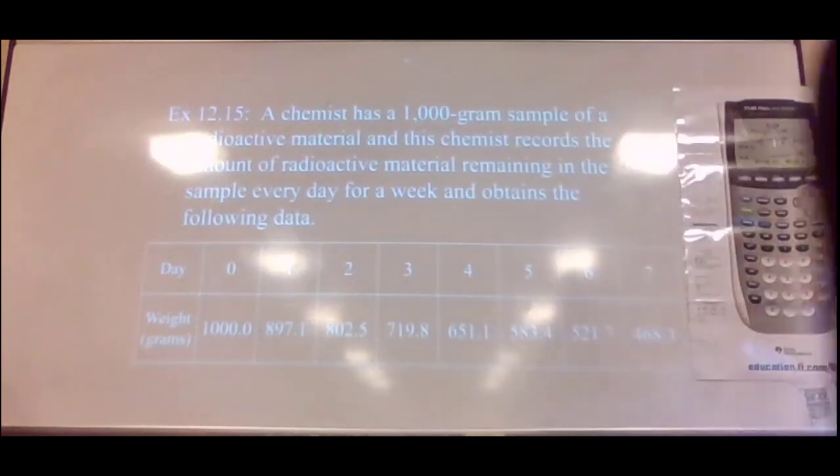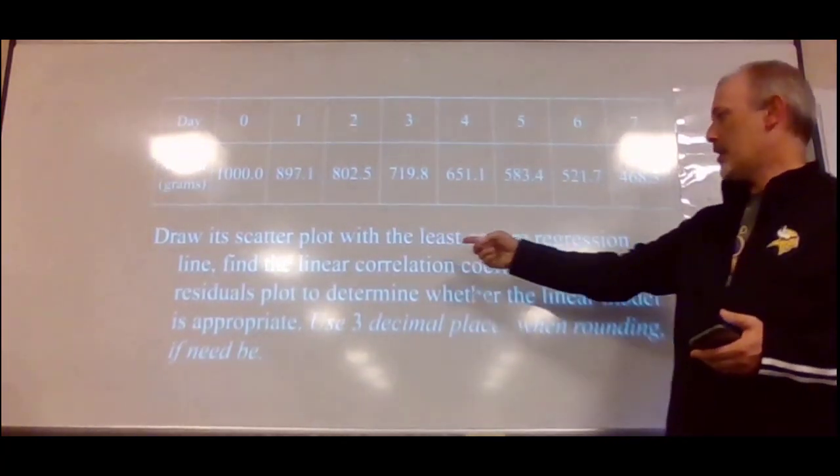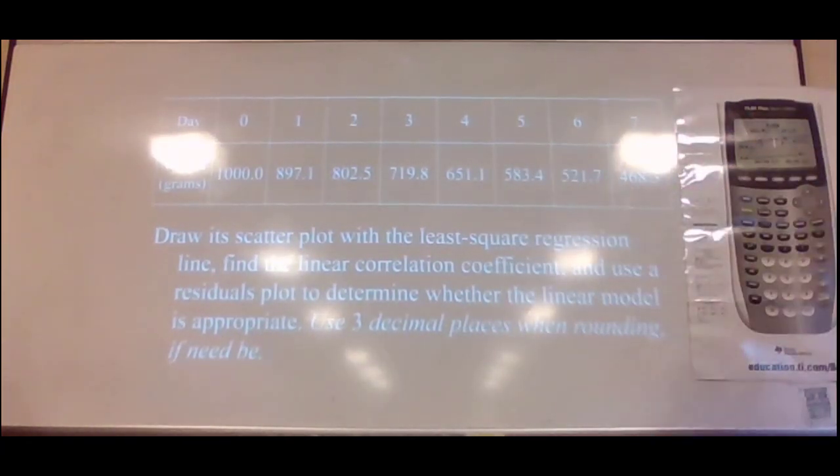And actually, I think I'm going to go on to the next slide. I think I have this information there too. Yeah. So what we're going to do with this data is draw the scatter plot with the least square regression line. So we're going to find that regression line first. Does anybody remember from last week, once we've entered this data in, how do we find the regression line? What do we do on the calculator to find that regression line?